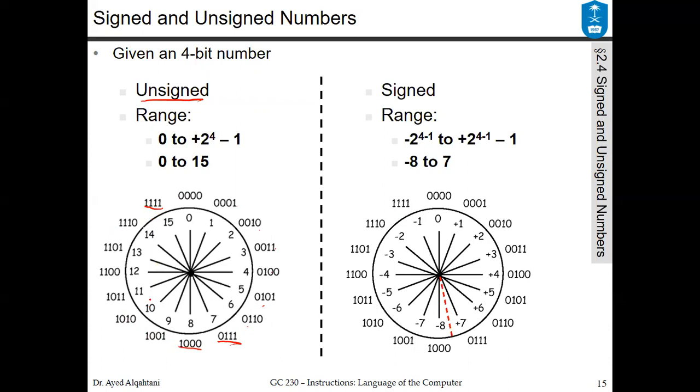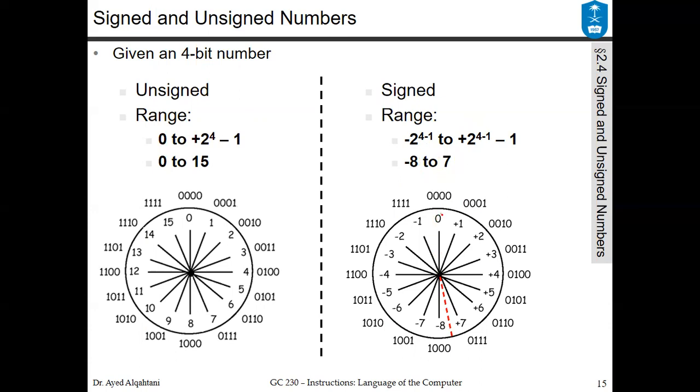In hexadecimal, 10 would be A, 11 would be B, then C, D, E, and F. If we assume that this 4-bit number is signed, now we have positive and negative. So our range is from -2 to the power of 4 minus 1 to positive 2 to the power of 4 minus 1, all subtracted from 1, which is the equivalent of the range for 4 bits from -8 to 7, and you can see them here.